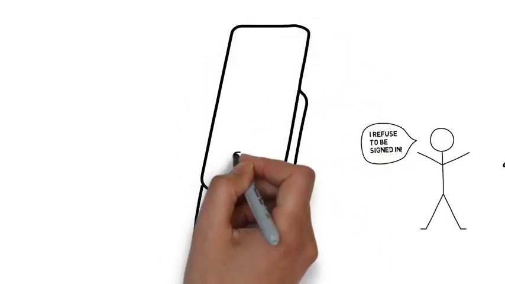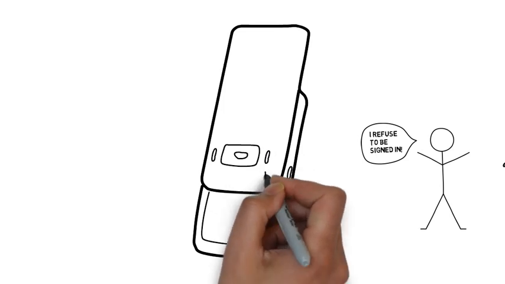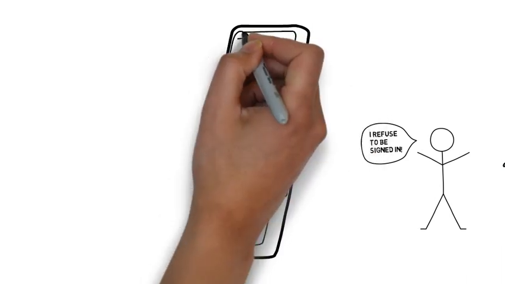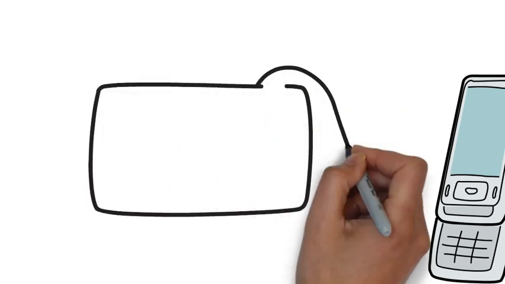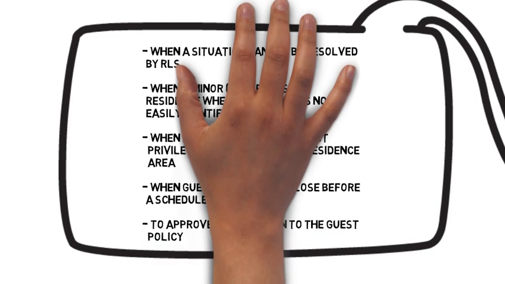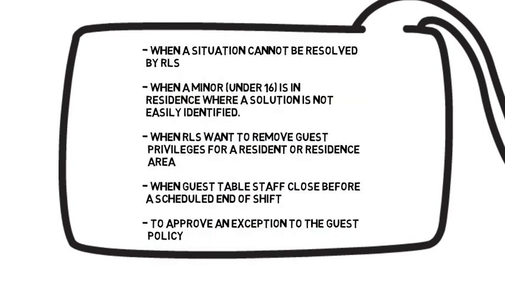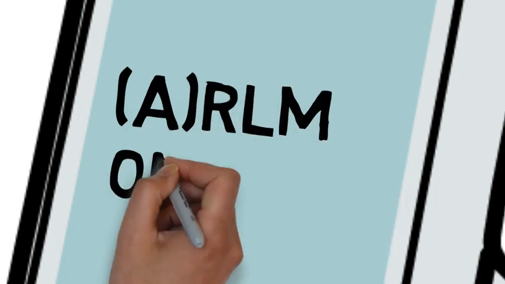Residence life staff are expected to contact the manager on call in the following situations: when a situation cannot be easily resolved by residence life staff, when a minor under the age of 16 is in residence where a solution is not easily identifiable, when residence life staff want to remove guest privileges for a resident or a resident area, when guest table staff close before a scheduled end of shift, and to approve an exception to the guest policy, for example, permitting access to students with no ID, allowing intoxicated guests into residence, or guests remaining in residence for longer than 3 nights.